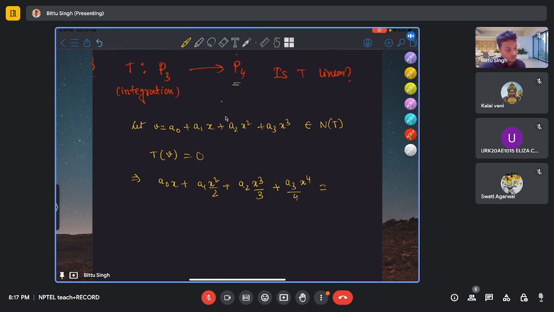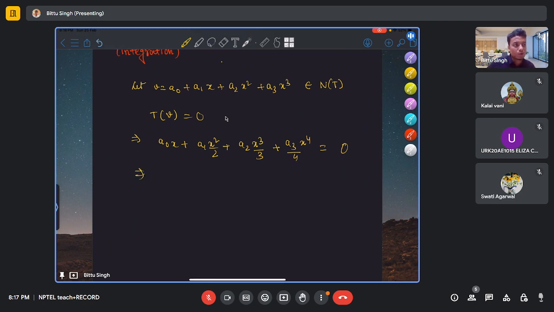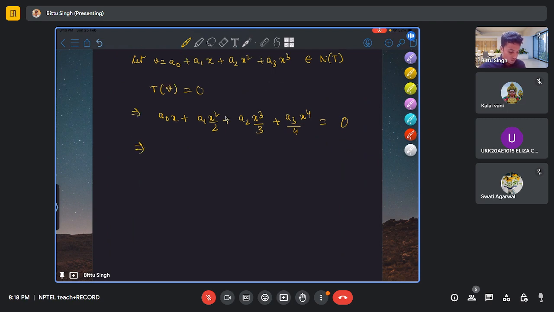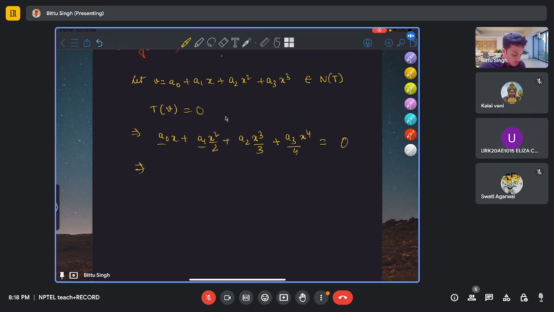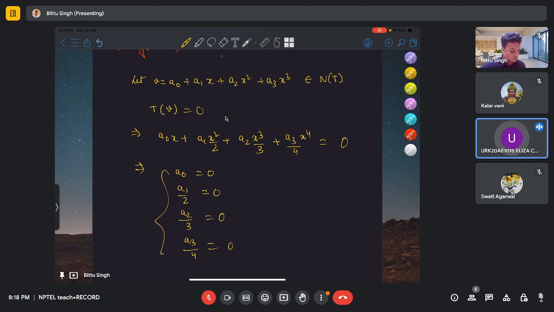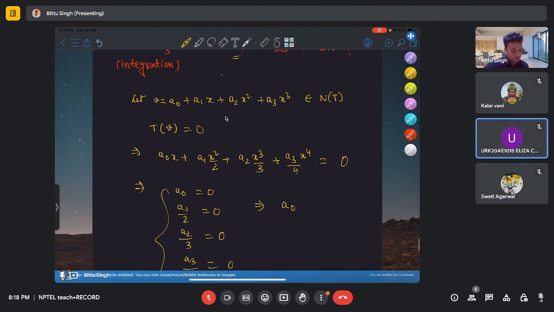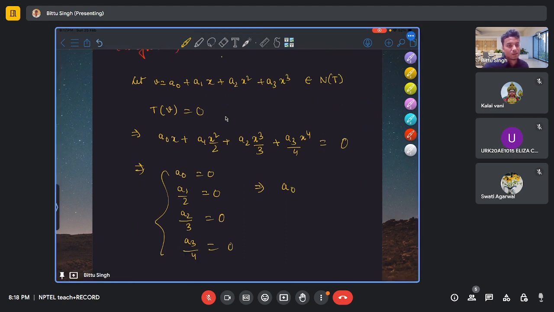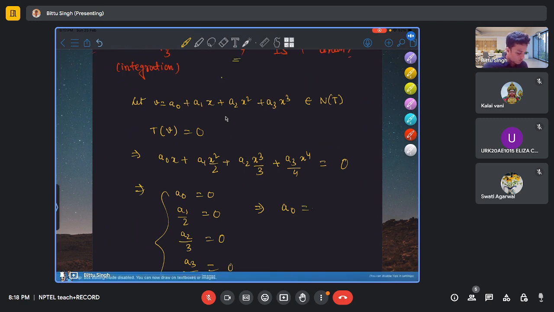This is 0. What is 0 in polynomial? 0 in polynomial means 0 everything, that is 0 plus 0x plus 0x square plus 0x cube. So when is a polynomial identically 0? The vectors are independent. Then every coefficient should be 0. That is a0 is 0, a1 by 2 is 0. That means the vectors 1, x, x square, x cube are linearly independent, so a0, a1, a2, a3, everything is 0.